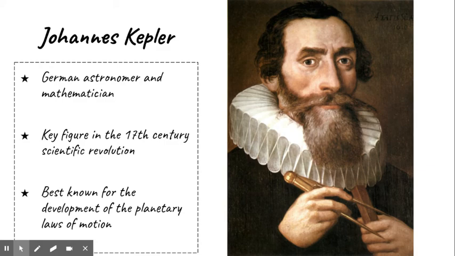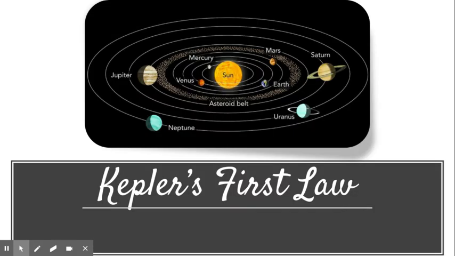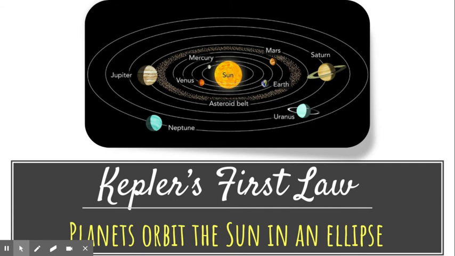Okay, Johannes Kepler is best known for the development of the planetary laws of motion, which we're going to talk about. He has 3 laws, and the first law states planets orbit the sun in an ellipse. Okay, so planets orbit the sun in an ellipse.